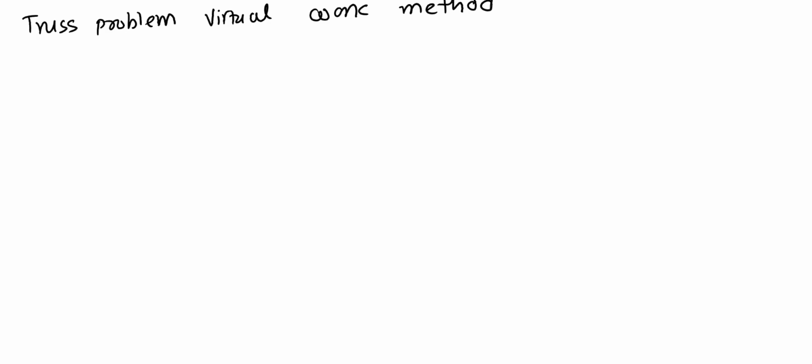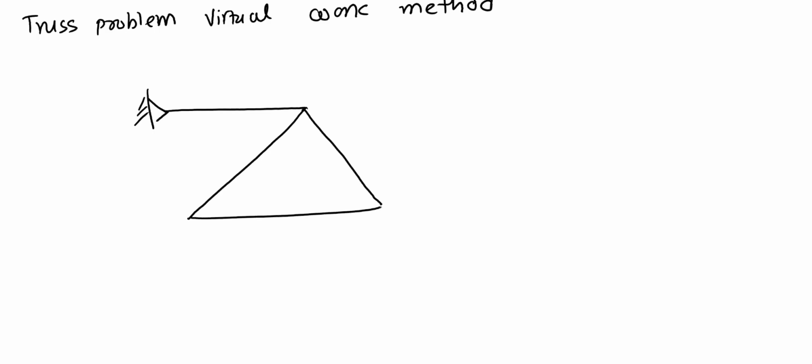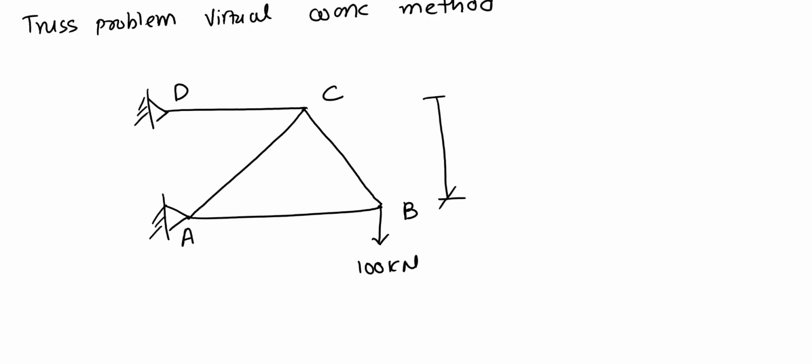Now let's have a problem here. It has a truss, there's a pin connection here, and we have the truss members, and it has an external load applied, 100 kilonewton at point P. We have point A, which is pin, point D, point C, and the distance between these two is 2 meters, and the distance from here to here, these members are each 2 meters.